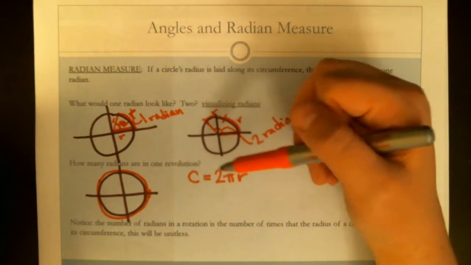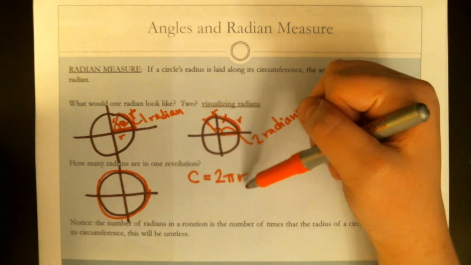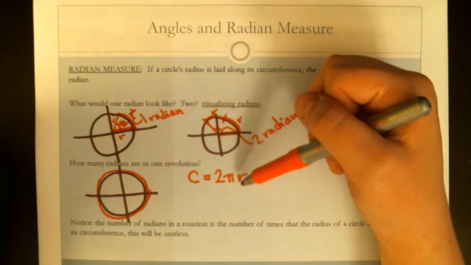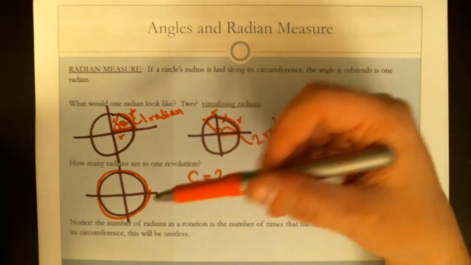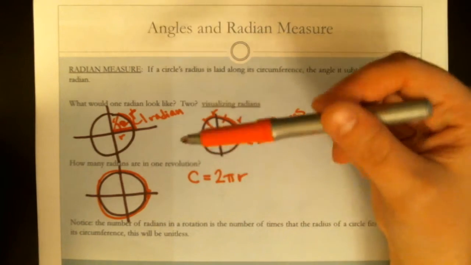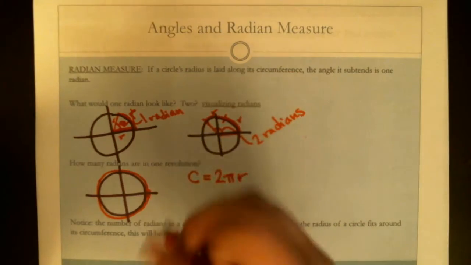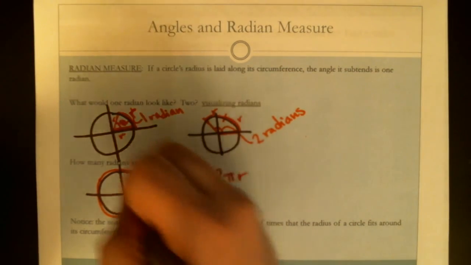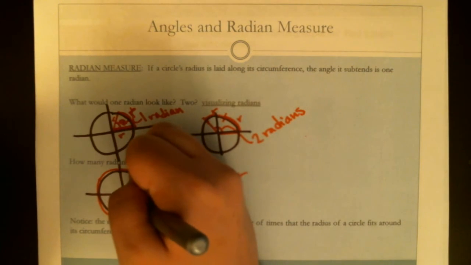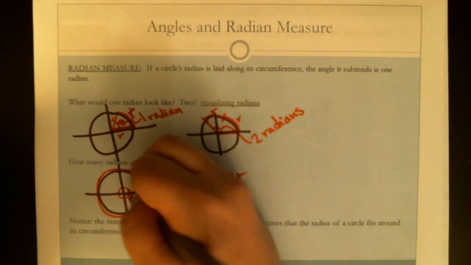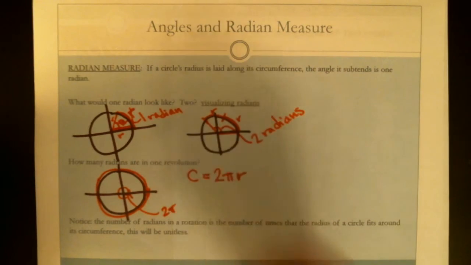Means the circumference is 2 pi times the radius. In other words, the radius of a circle will fit around the outside of the circle exactly 2 pi times. So all the way around is, let's put an arrow there, 2 pi radians.